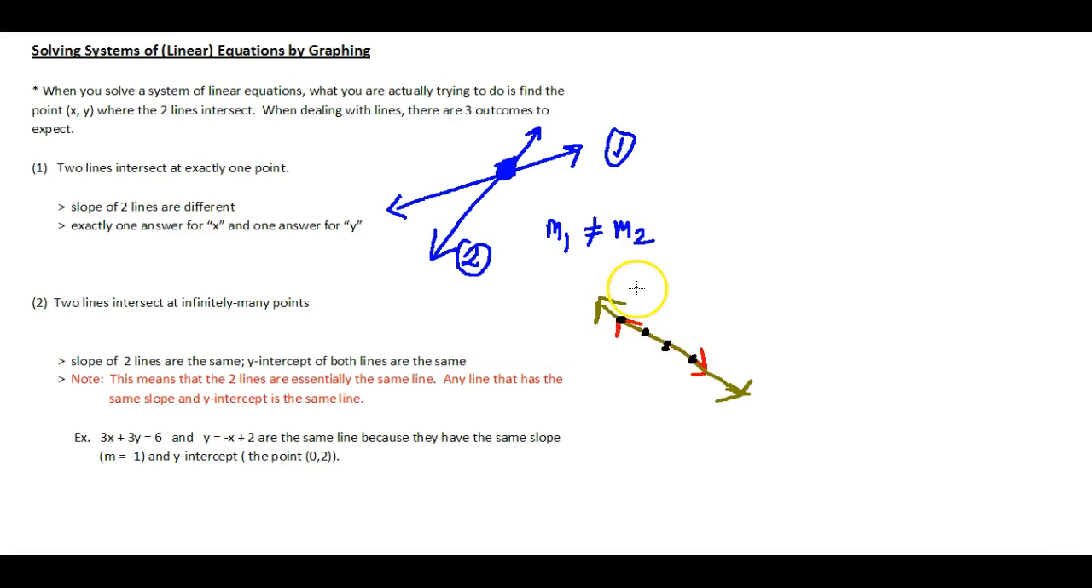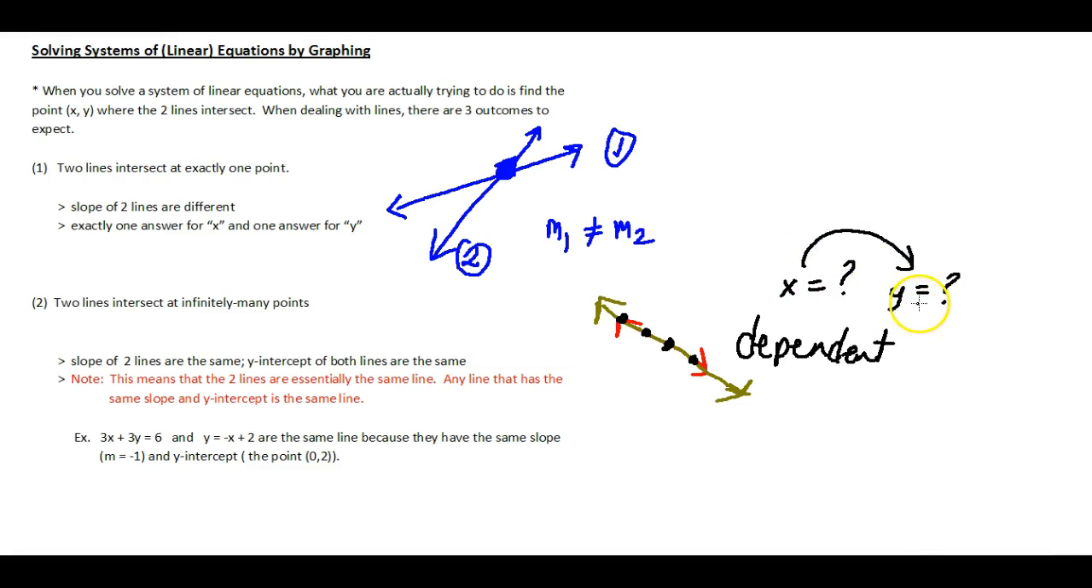When we see a situation like this, we call this type of system a dependent system, meaning that in order for us to figure out the points for the possible solutions to the system, we're going to have to plug in an x value or a y value. If we plug in an x value, then we'll find the corresponding y value. If we plug in a y value, we could find the corresponding x value.